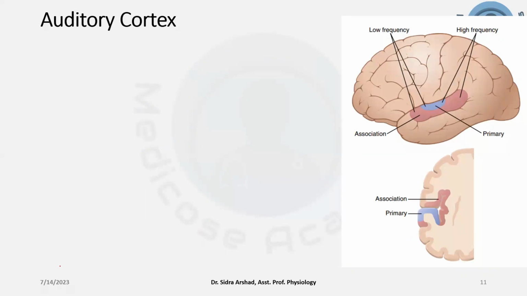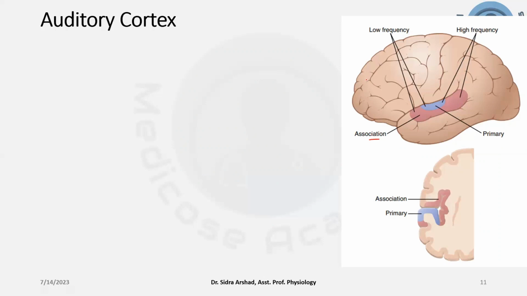So let's look at the characteristics of the auditory cortex. The auditory cortex is found in the superior temporal gyrus in close association with the Sylvian fissure. There are two auditory areas which are important: the primary auditory cortex and the association areas. The primary auditory cortex is also known as Brodmann area 41 and 42, and then there are multiple association areas, out of which area 22, Wernicke's area, is quite important.